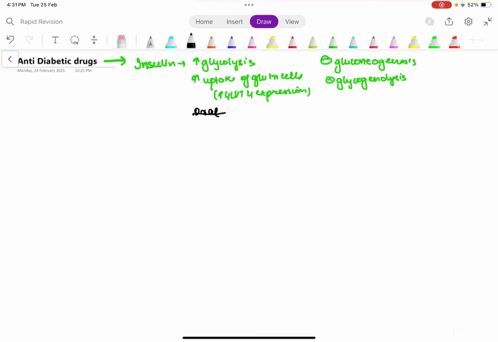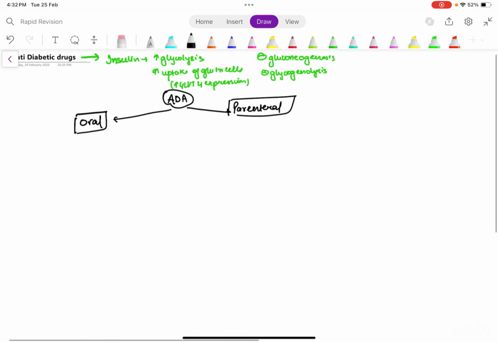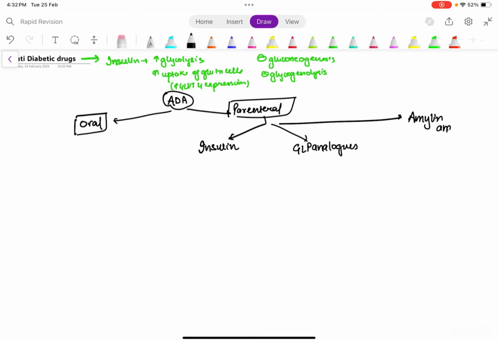Now let's talk about the classification. In classification, anti-diabetic agents, I will divide them into two. One is oral, and one is parenteral. Now in parenteral, you need to know about three basic things. So we have insulin, then we have GLP analogs, and then we have the amylin analogs.